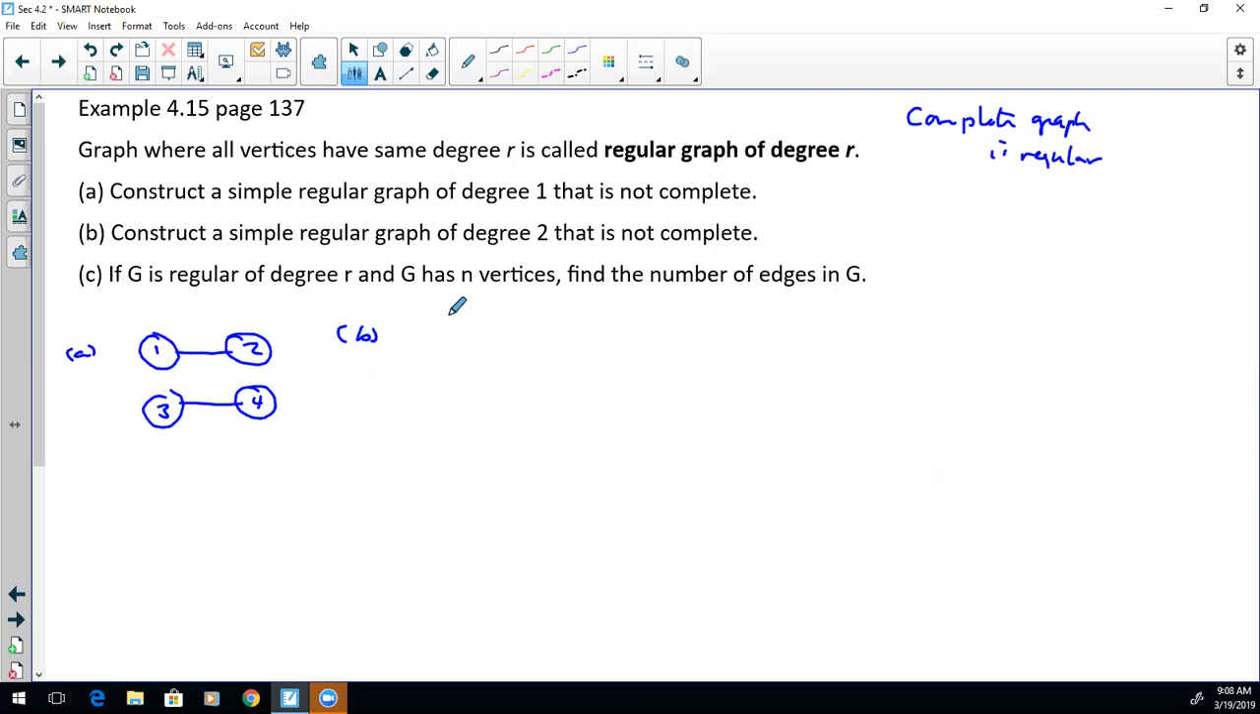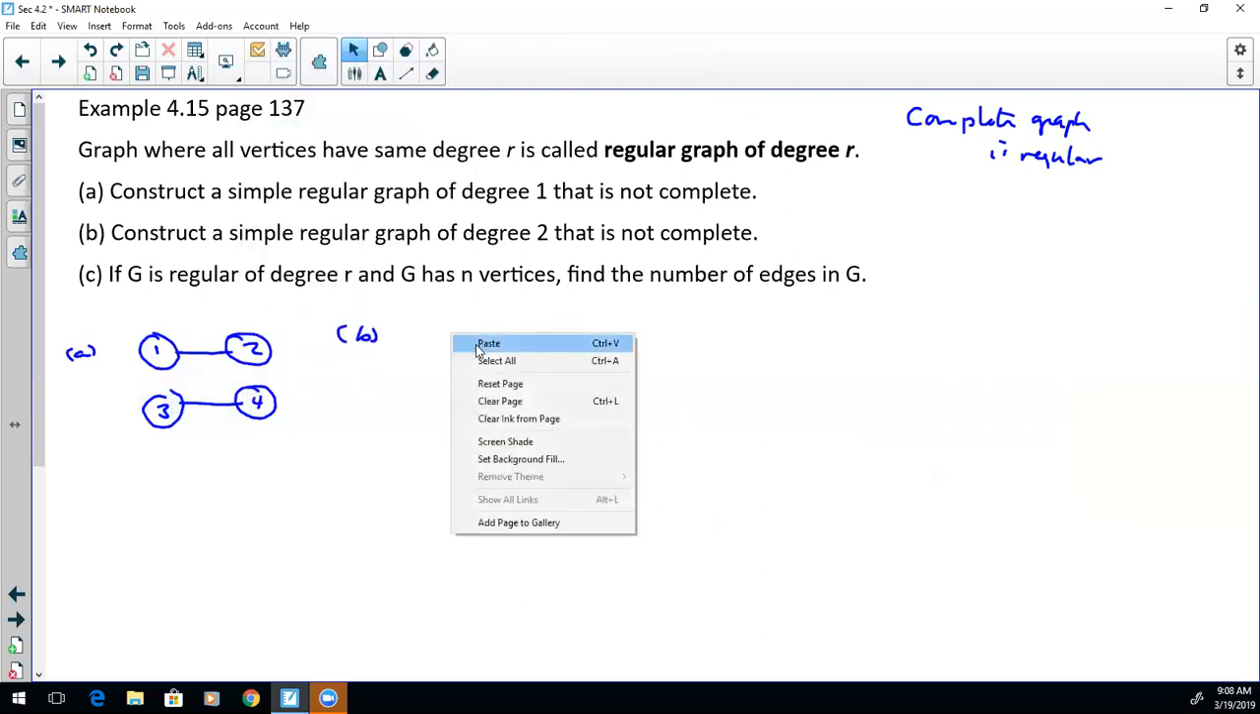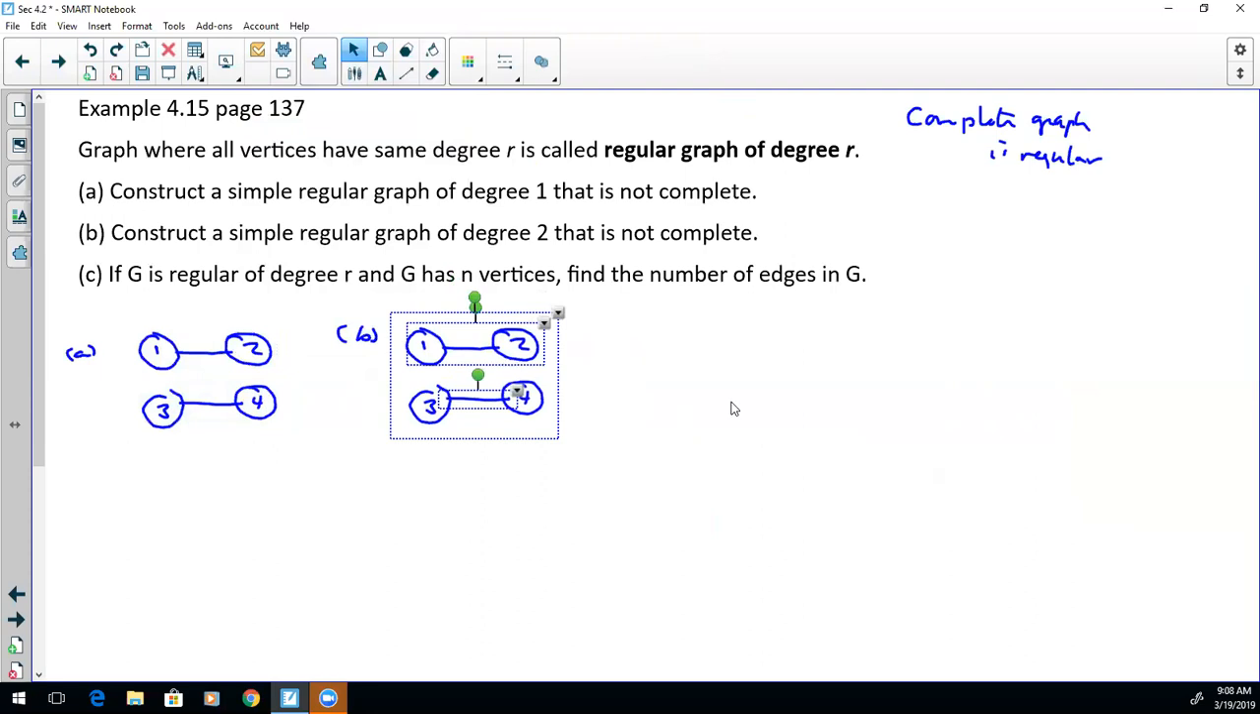B, a simple regular graph of degree 2 that's not complete. Take this guy we just did and do this. There's a simple graph of degree 2 that's not complete. If it was complete, I would have something going from 3 to 2 and something going from 1 to 4, but it wouldn't be degree 2 anymore.